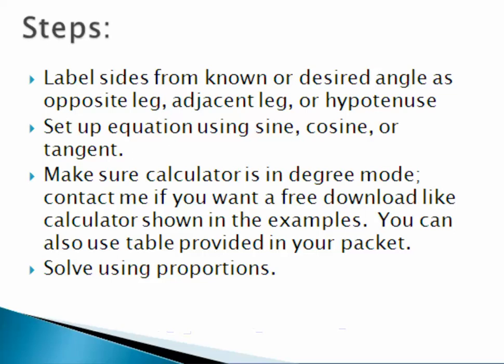To set up these problems, some of the most important things you need to know is that you're going to start by labeling the sides. You're going to label them as opposite, adjacent, or hypotenuse. That will help you see if you should use sine, cosine, or tangent. Then, on your calculator, make sure you're using degree mode. I can give you a free link to a download of a calculator if you don't have one. Otherwise, there's a table in your packet you can use.